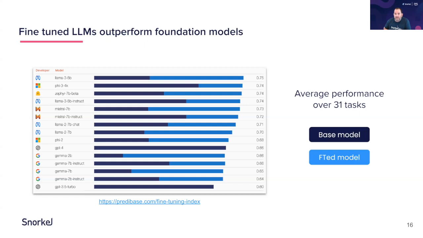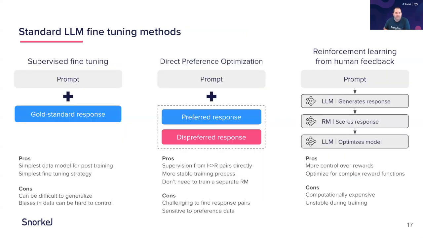But if you need them to do great at a single task, once you fine-tune them, they are superior to it, right? They're actually going to be better than your bigger closed models. So there's a lot of value in fine-tuning these open models. Fine-tuning methods, there's a number of them. I just picked three for us to get started today.